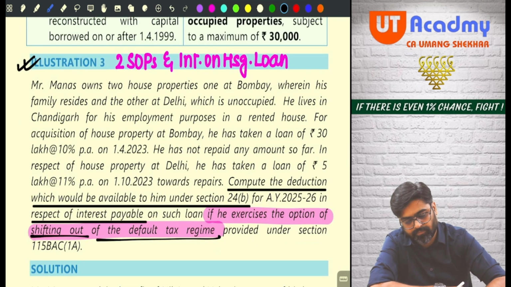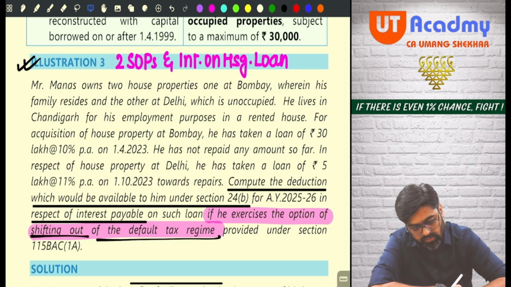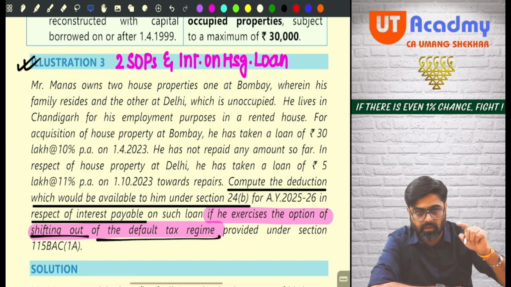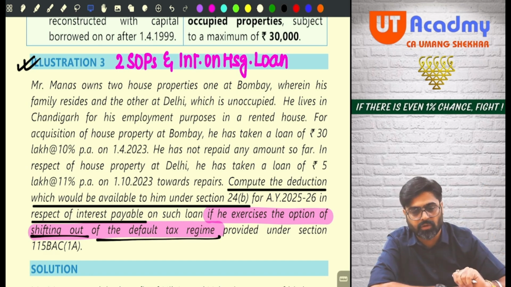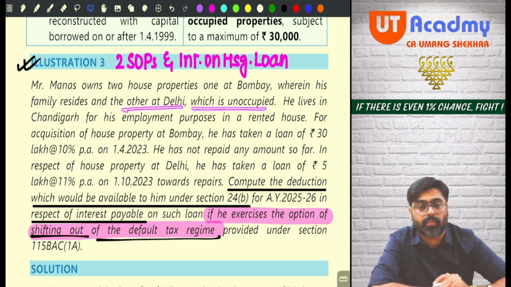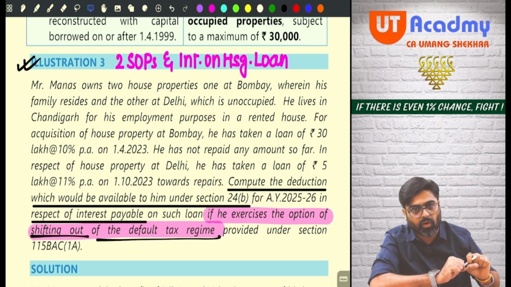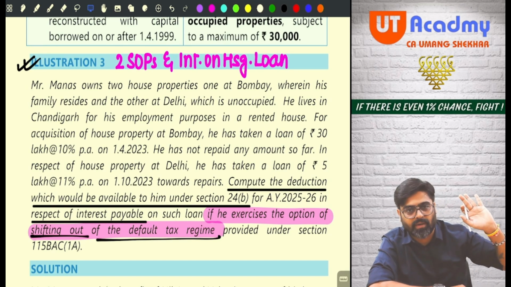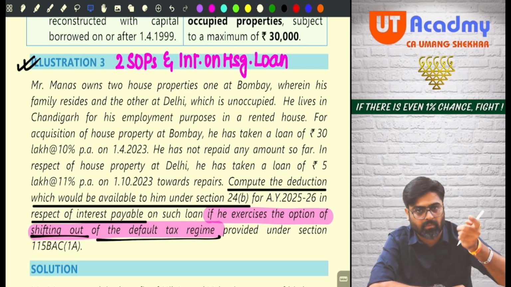Come on. See. Mr. Manas owns two house properties, one at Bombay wherein his family resides. Bombay, his family resides, means self-occupied for residential purpose, Bombay house. Other at Delhi which is unoccupied. Unoccupied means remaining vacant. So the property which is self-occupied but kept vacant is also SOP only, no? So Delhi property is unoccupied, that is also SOP. Bombay property where the family lives, that is also SOP. Two SOPs are there, Delhi and Bombay.